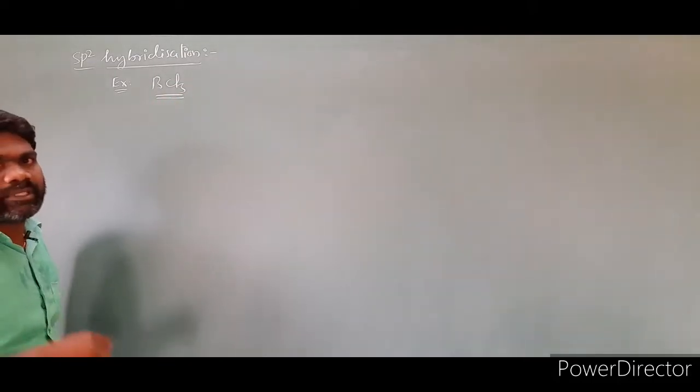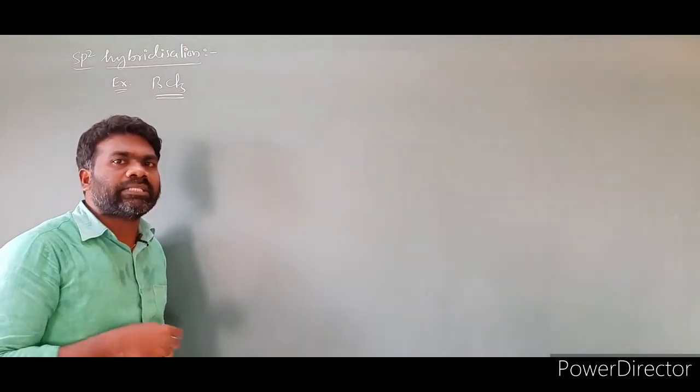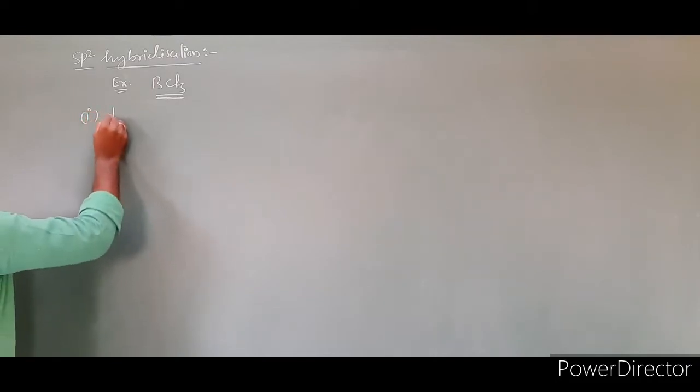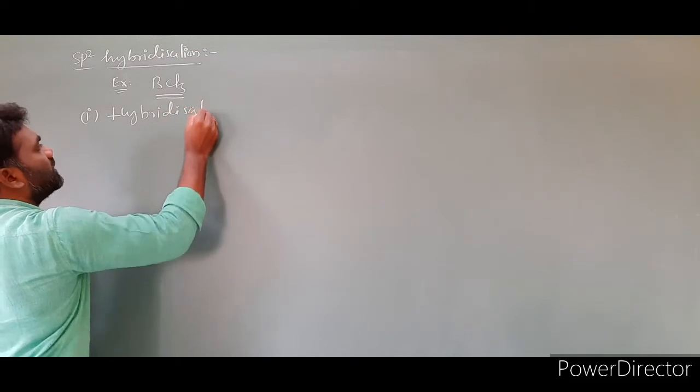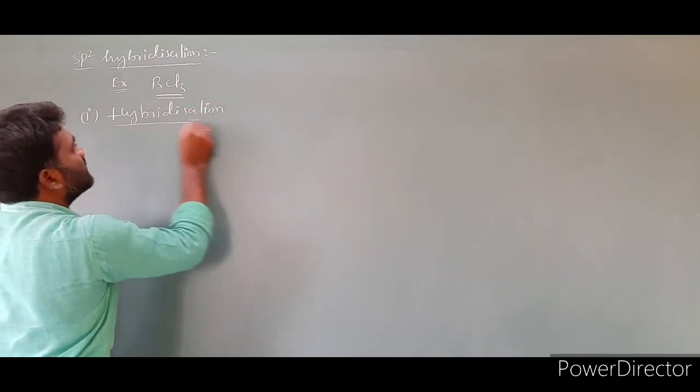Here we have two steps. The step 1 is hybridization. The step 2 is overlapping. So first we will discuss step 1, which is hybridization.